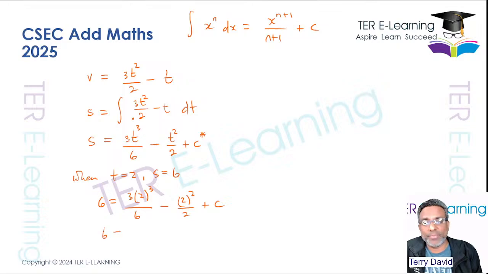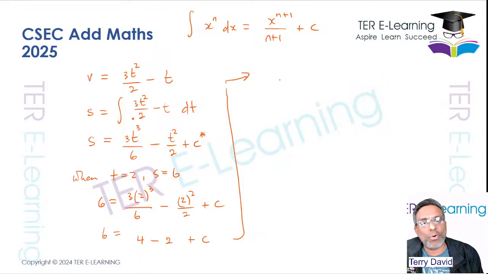So this here is going to be 6. 2 cubed is 8. 8 3s are 24. So this is going to be 4, minus 2 2s are 4 over 2. Something wrong here. Right, so that's 24. Okay, now this makes a little more sense. So therefore we're going to have 6 is equal to 2 plus c. So c is equal to 6 minus 2, so c is 4. So be careful when you're working this out.